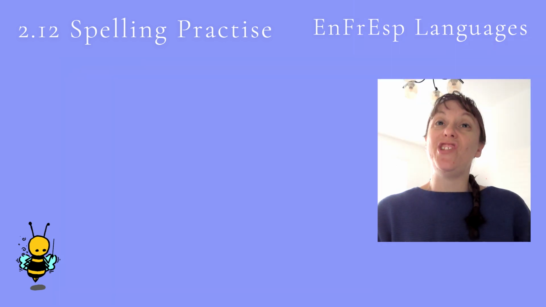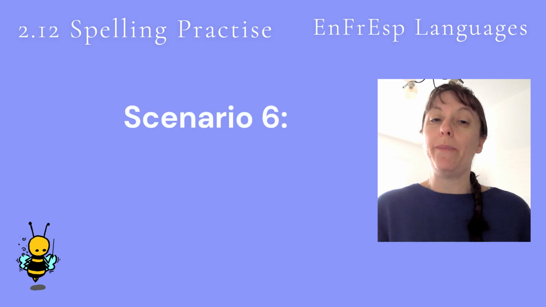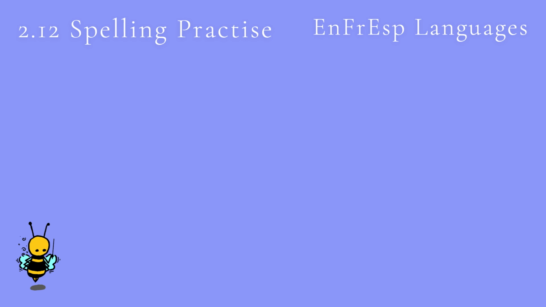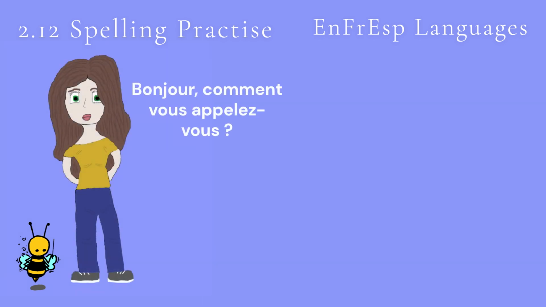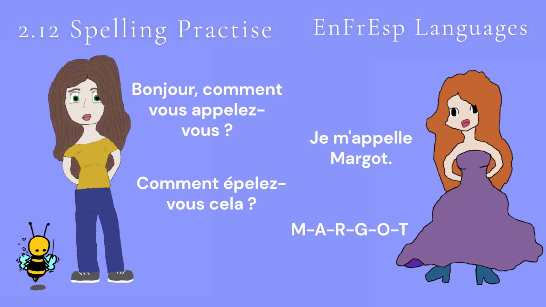We haven't practiced G yet, so the next person to be introduced will be Margot, spelt M-A-R-G-O-T. Bonjour, comment vous appelez-vous? Je m'appelle Margot. Comment appelez-vous cela? M-A-R-G-O-T.